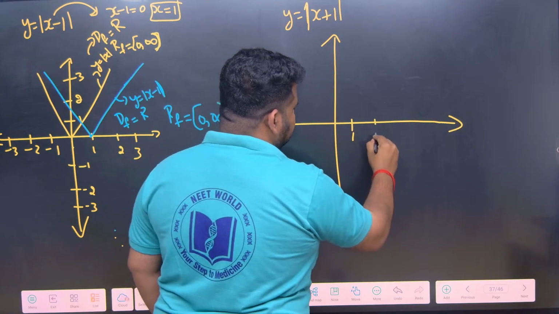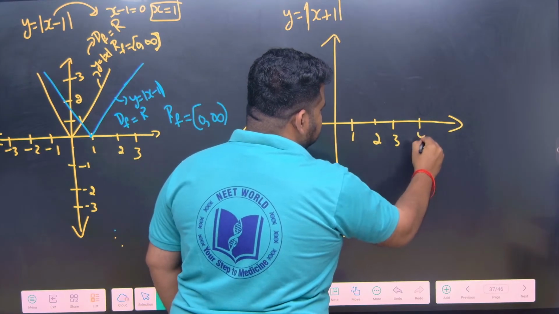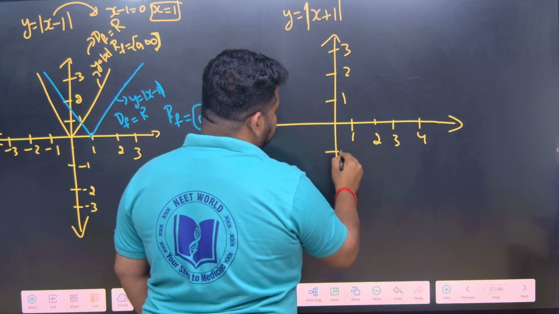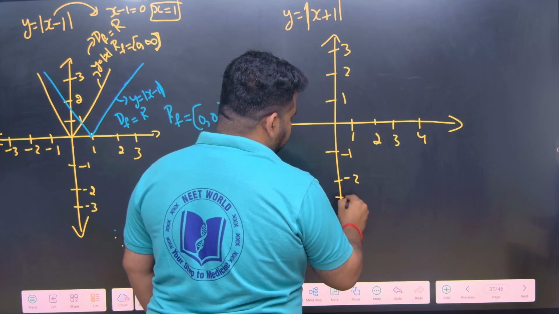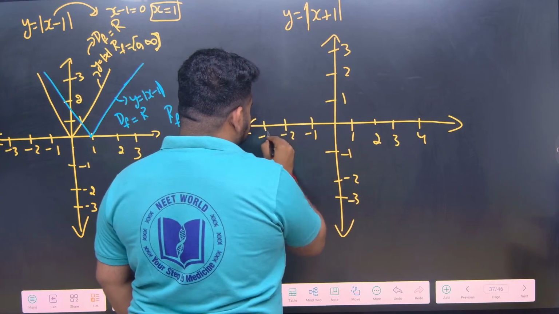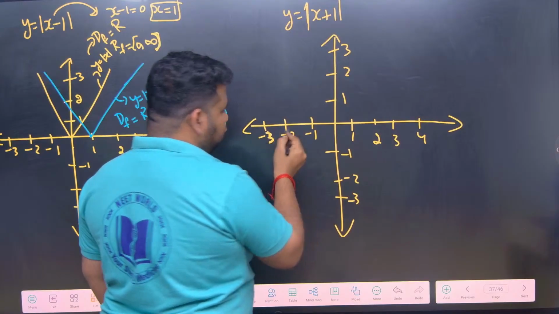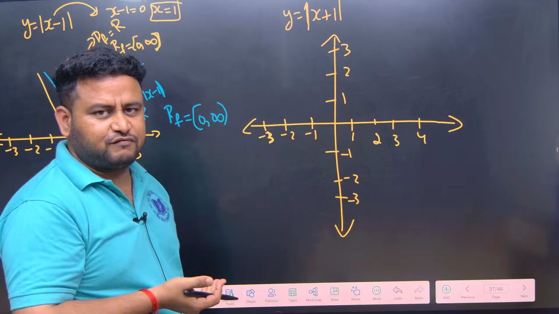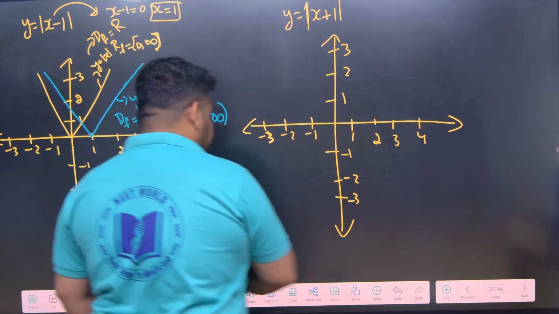Let us write some values on the coordinate axes. This is 1, 2, 3. We are having here -1, -2, -3, and on the other axis also -1, -2, -3, something like this. Now for you to know the difference, first let me draw the graph of y is equal to mod x.